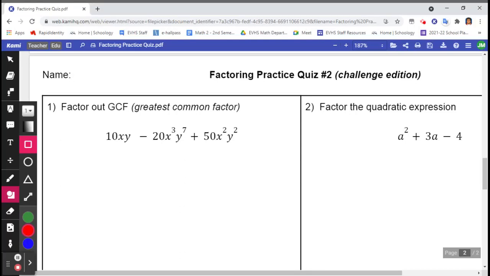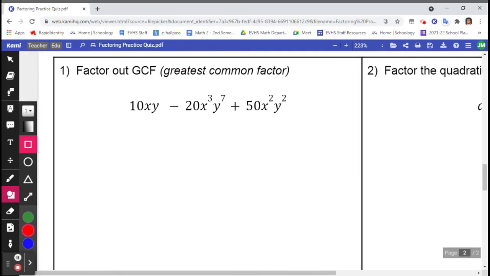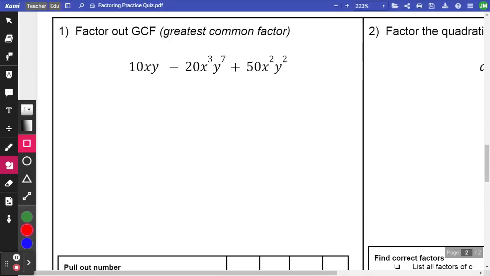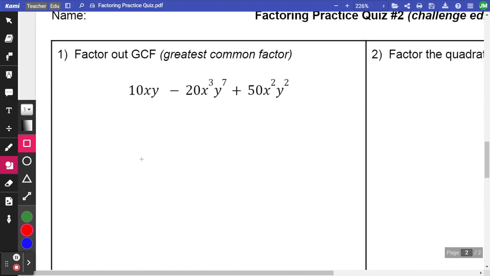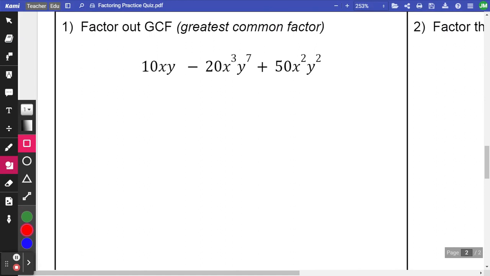Here are the solutions for factoring practice quiz number 2, challenge edition. Alright, so number 1, we're going to factor out the greatest common factor to begin, and we'll look at the numbers first.